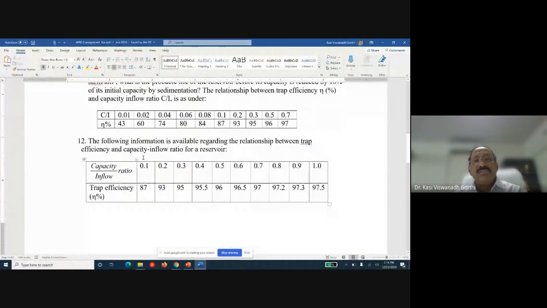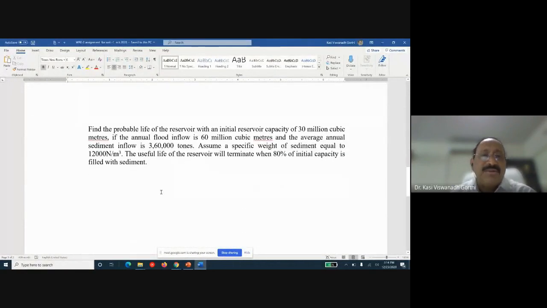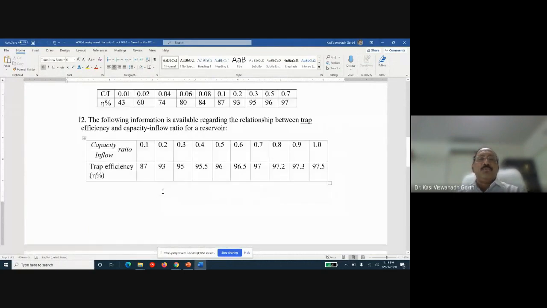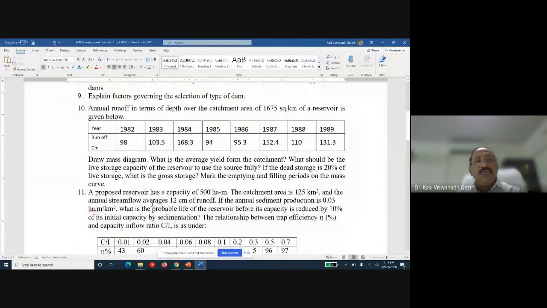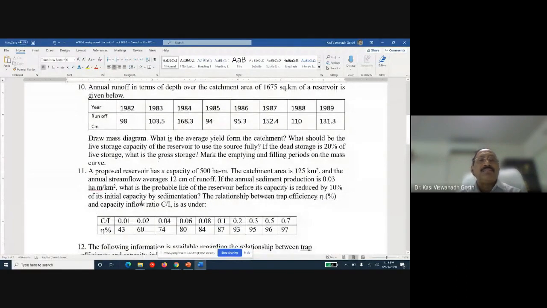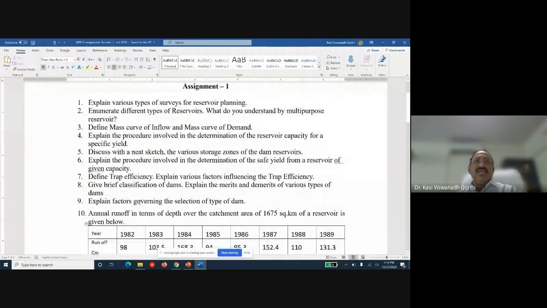Next, in this one also, the trap efficiency versus capacity-inflow ratio is given, and you need to calculate the life of the reservoir. Okay, so these are the problems: two problems on the life of the reservoir, and one problem on the inflows. The mass curve is given, and all the other things are procedure, theory, definitions, classifications, and factors governing the selection, and so on.